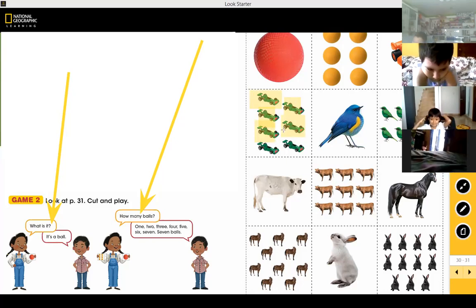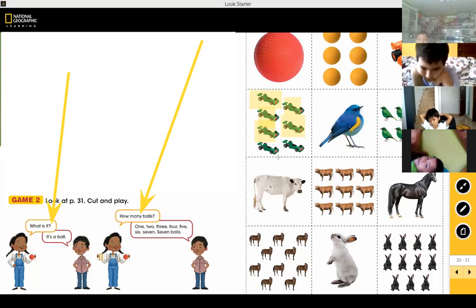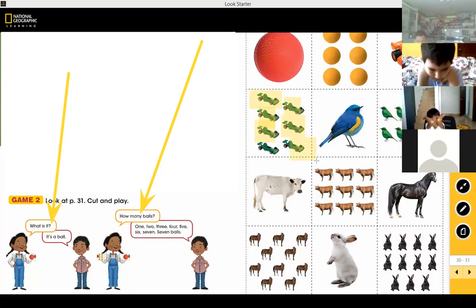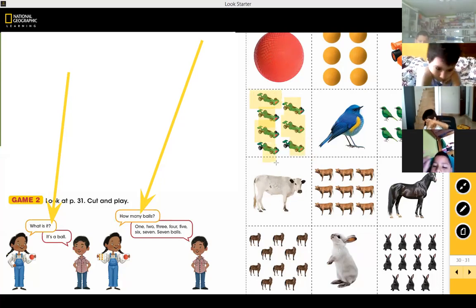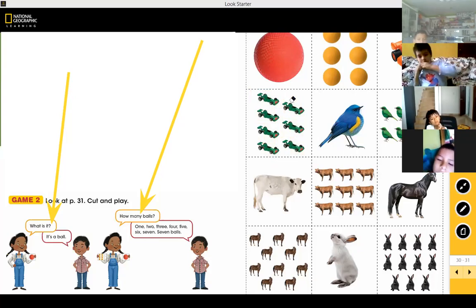One, two, three, four, five, six. Luego del five viene six, vamos. Six. Y luego viene seven, vamos. Seven, okay, seven. 1, 2, 3, 4, 5, 6, 7, 8, 9, 10.